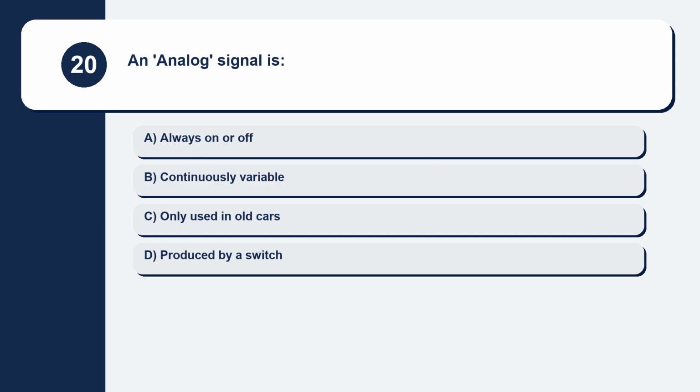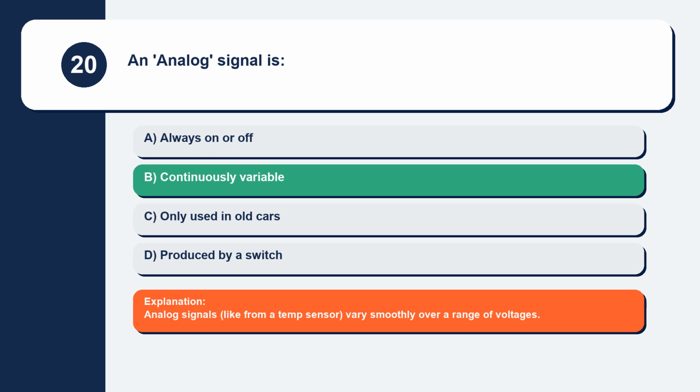Question 20. An analog signal is always on or off, continuously variable, only used in old cars, produced by a switch. Analog signals, like from a temp sensor, vary smoothly over a range of voltages.